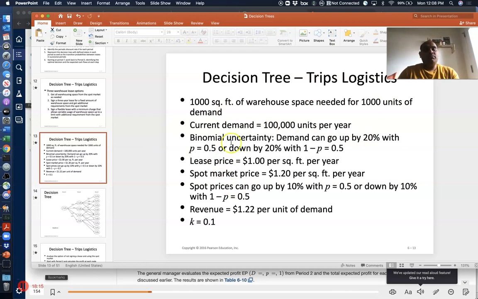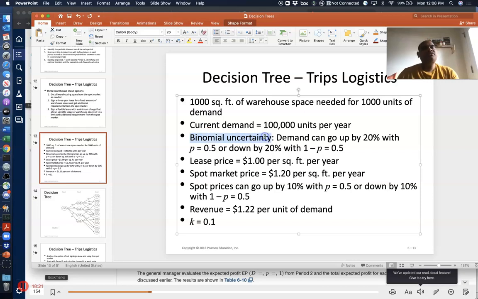Now, all points of uncertainty we will assume are binomial uncertainty. This is the simplest form of uncertainty that you have, where things either go up or go down. They don't stay the same, they just go up or go down. So you're saying that demand right now is 100,000 units. Demand can go up by 20% with a probability of 50%, or go down by 20% with a probability of 50%.